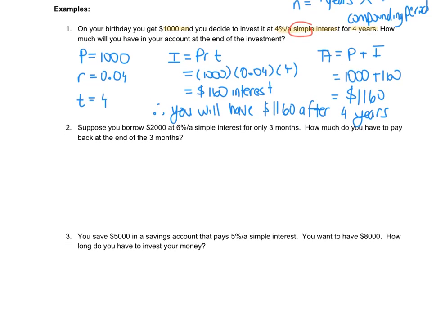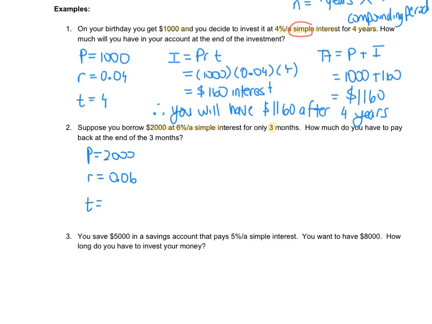Okay, suppose you borrow $2,000. So now this is a loan at 6% per annum simple interest for only 3 months. How much do you have to pay back at the end of the 3 months? So our principal is 2,000. Our rate is 0.06 and our time is not 3.